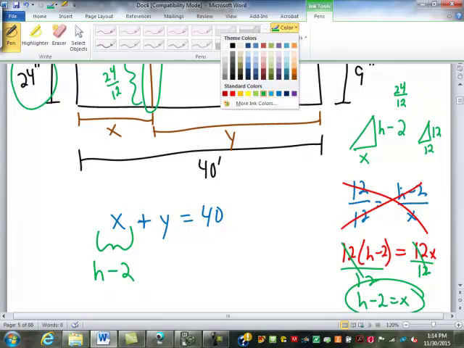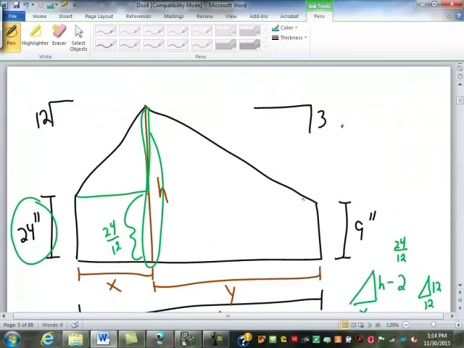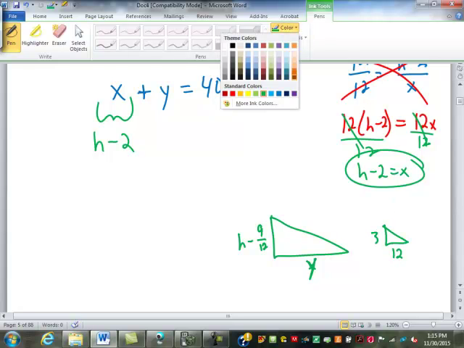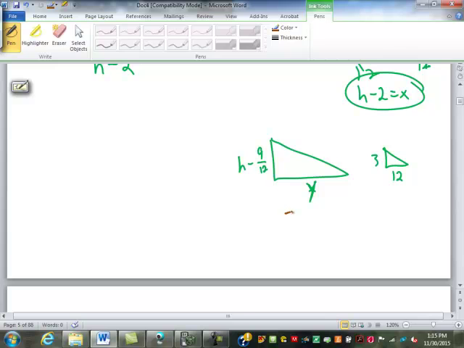Now on the other side, I have this triangle here. This is Y. This piece is H minus 9/12, 9 inches. So Y and H minus 9/12. And this is 3/12 slope. So I have 3 over 12 equals, now H minus 9/12, 9/12 is 3/4. So I'm going to do H minus 3/4 over Y.